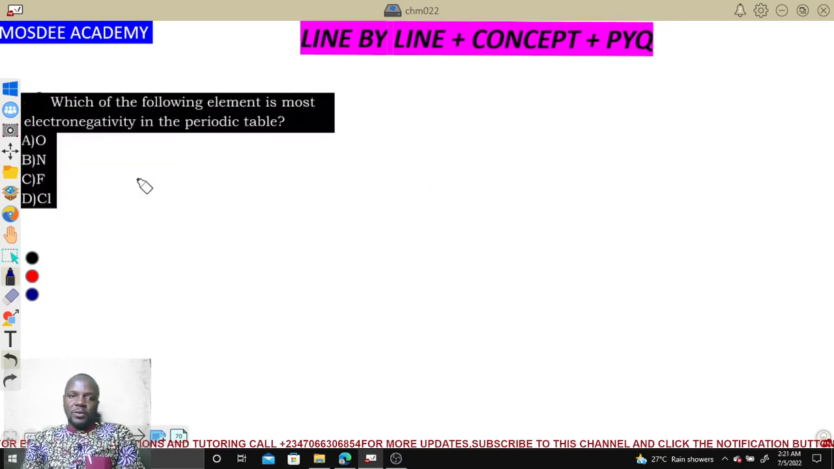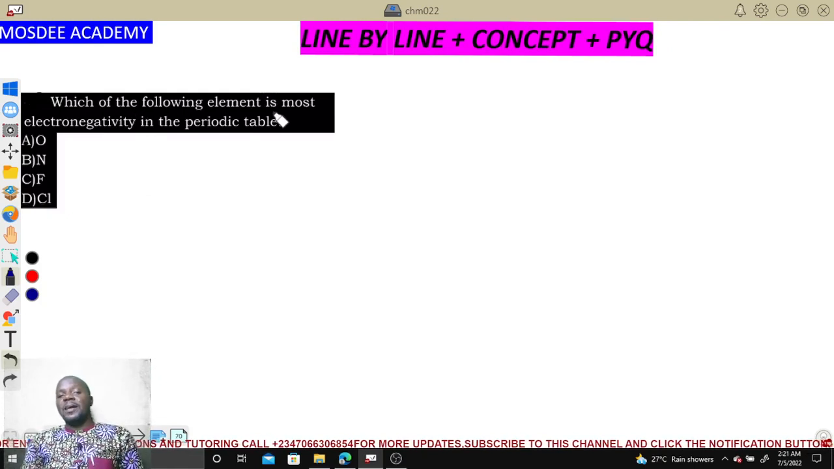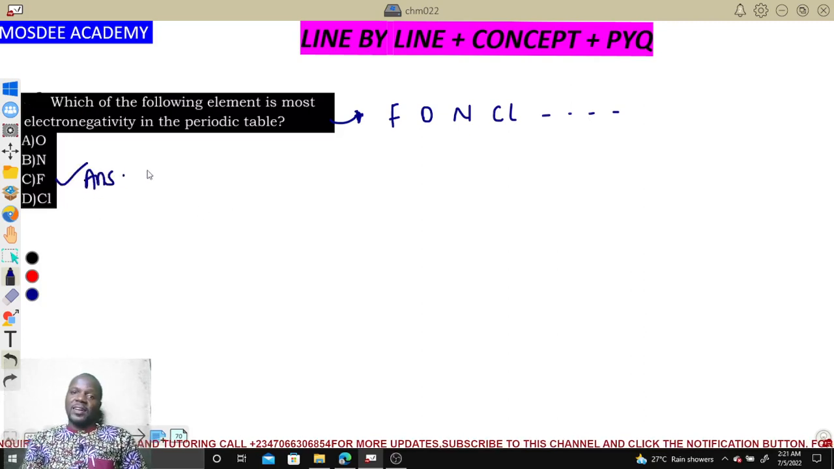Next question, I don't even know the number at which we are. We have 100 questions before us. Which of the following elements is the most electronegative in the periodic table? Do you know that we talked about that fluorine is the most? The trend is F, O, N, Cl. You can continue like that. So the answer to this is fluorine, and we don't need to waste our time about this.